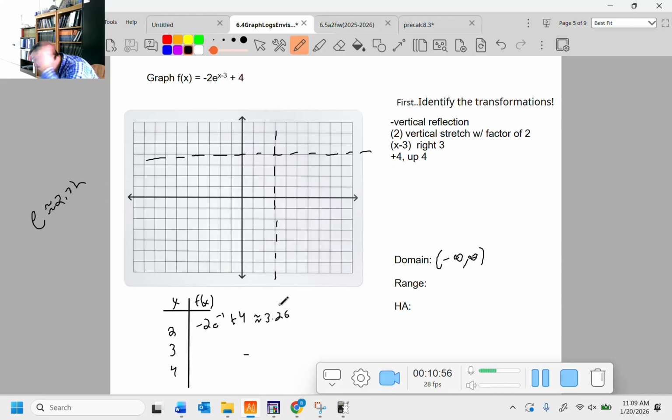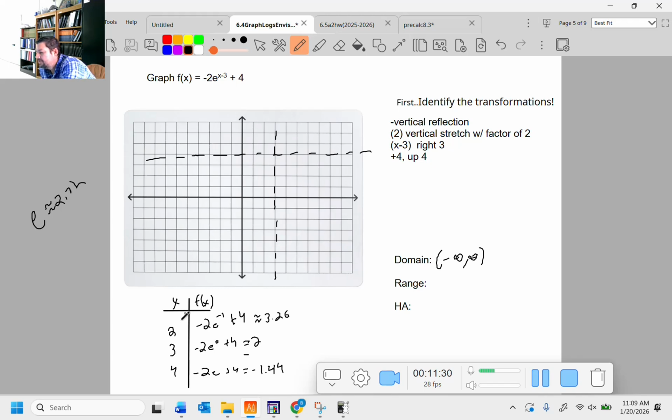You plug in a 3, that exponent becomes a 0, right? So negative 2 times e to the 0, and then add 4. Well, e to the 0 is 1. The negative 2 plus 4 is 2. If you plug in a 4, that becomes a 1. So negative 2 times e plus 4. Now, e is ridiculously close to 2.72. So I multiply that by 2. I have 5.44. And it's negative because there's a negative. So negative 5.44 plus 4 is negative 1.44.